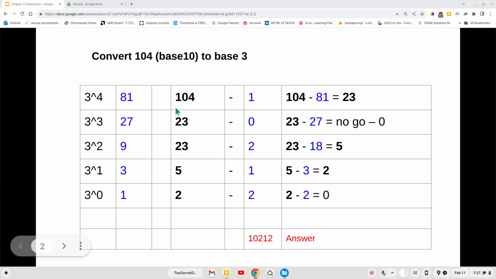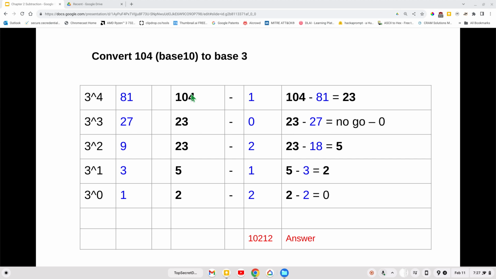Alright, let me see if I can try to explain this to myself one more time. I know how many digits I'm going to have if I know how many times 3 will go into 104 at a certain power. Then I take that and I make my table. I start with 3 to the 4, 3 to the 3, 3 to the 2, 3 to the 1, 3 to the 0. This is going to be my digits. So 3 to the 4th power is 81, 3 to the 3rd is 27, 3 to the 2nd is 9, 3 to the 1 is 3, and 3 to the 0 is 1. Here is my original number.